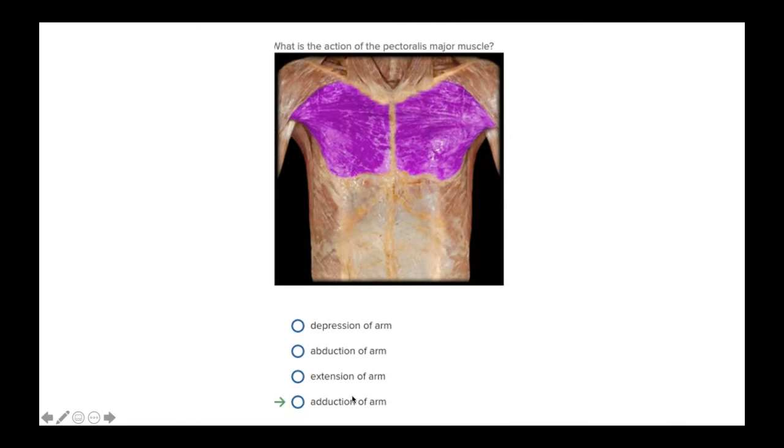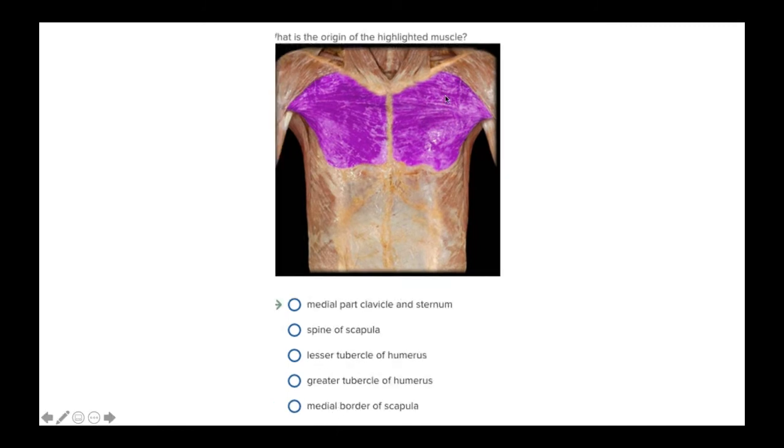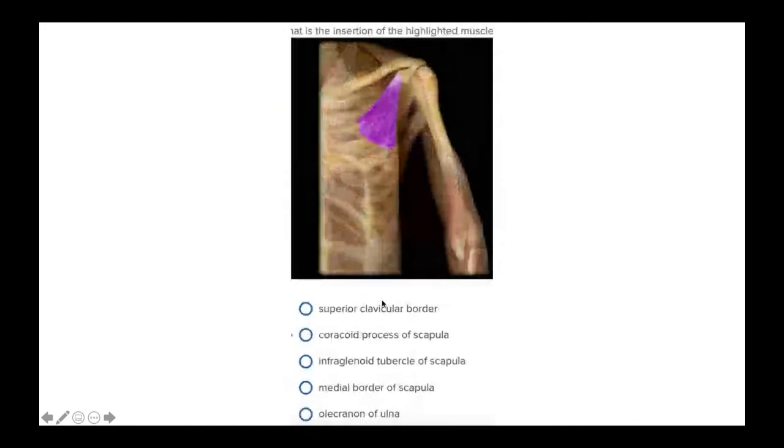What is the action of Pec Major? It's going to adduct the arm. So if your arm is out to the outside, when your pecs contract, it pulls the arm towards midline, which is adduction of the arm. What is the origin? Well, it originates here on the medial part of the clavicle as well as the sternum.